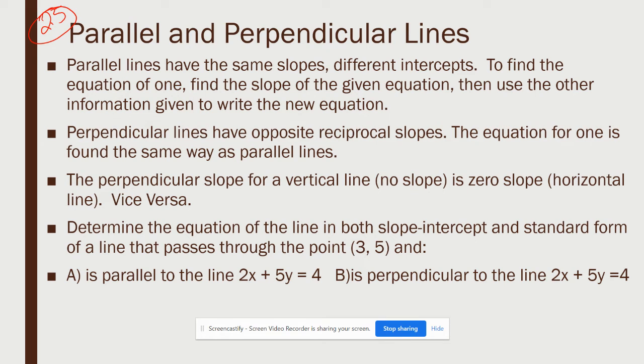Welcome back, everybody. We're going to complete our 2.5 notes today, talking about parallel and perpendicular lines. These are some note card for chapter test type things.